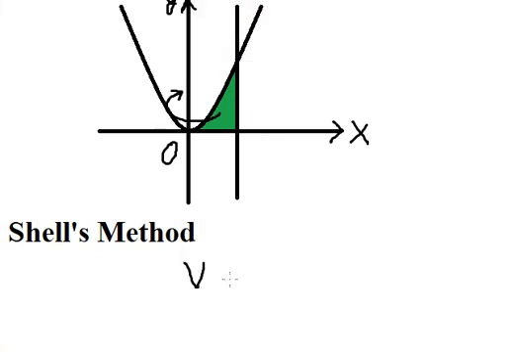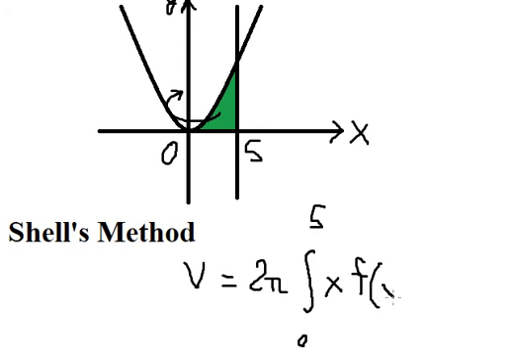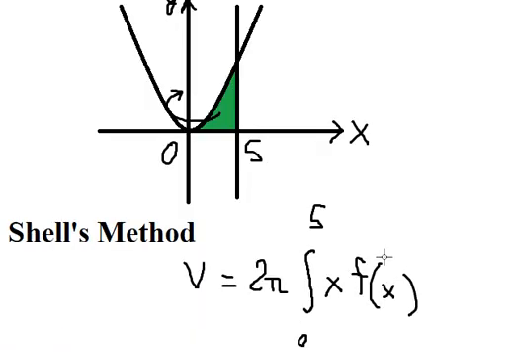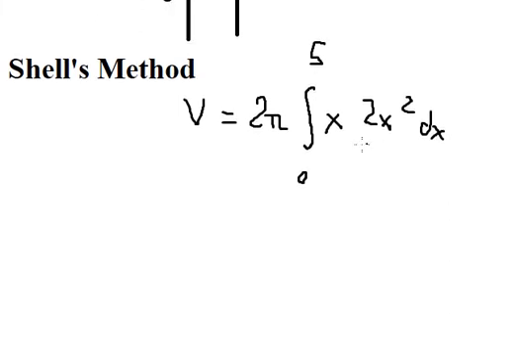That's V equals 2π, and we have the integration from 0 to 5 in here. And we have x. Next, we have the function f of x, and the function in here is 2x squared. Next, we need to calculate this one. 2 and 2, we have 4.